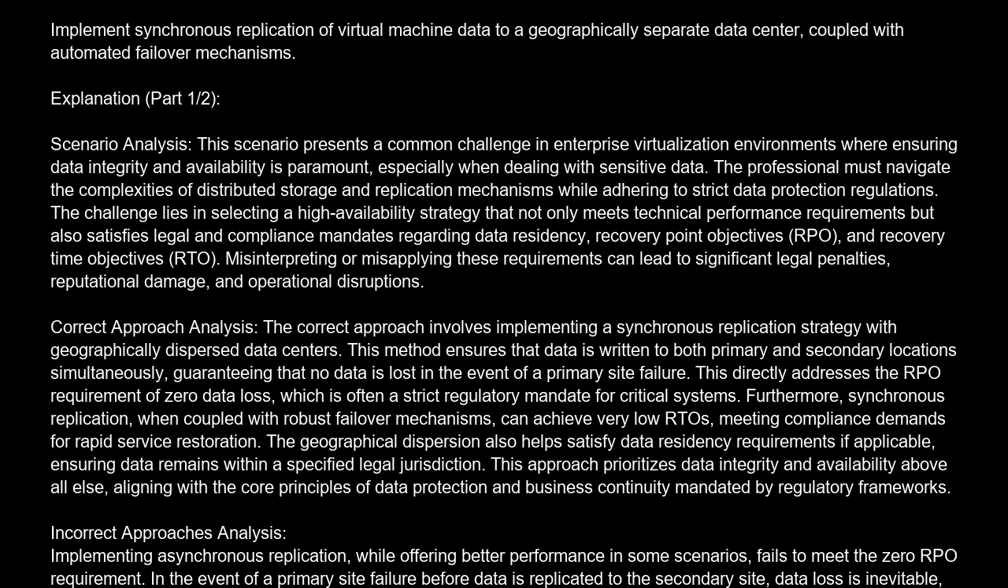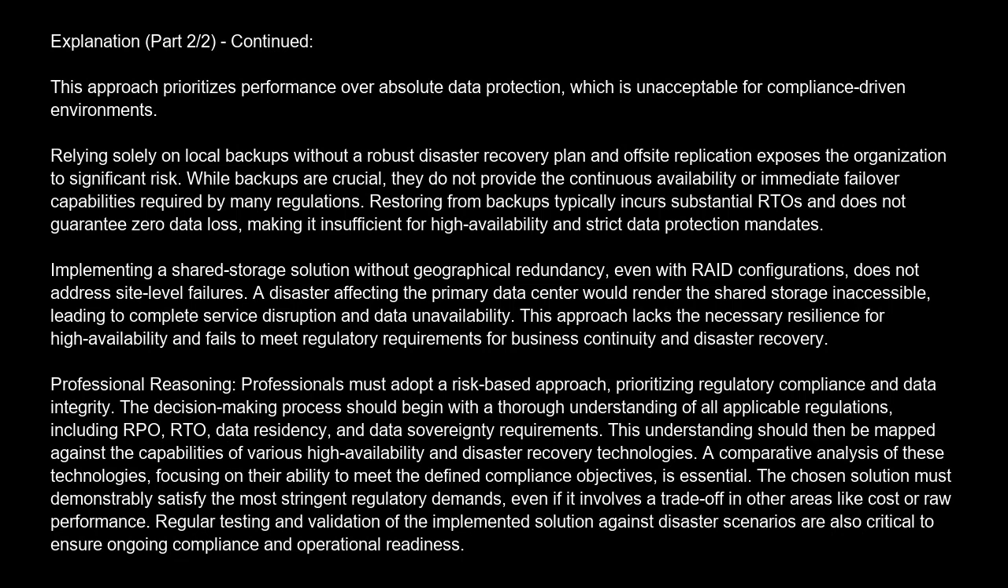Incorrect approaches analysis. Implementing asynchronous replication, while offering better performance in some scenarios, fails to meet the zero RPO requirement. In the event of a primary site failure before data is replicated to the secondary site, data loss is inevitable, leading to a direct violation of data integrity regulations. This approach prioritizes performance over absolute data protection, which is unacceptable for compliance-driven environments.